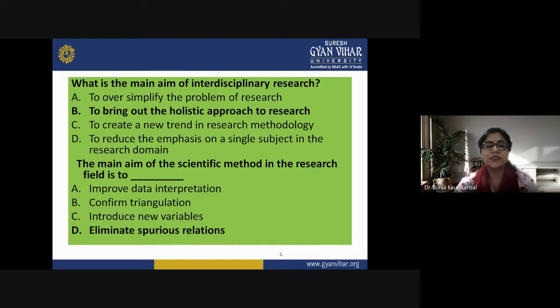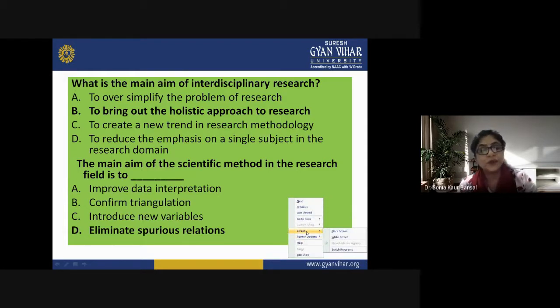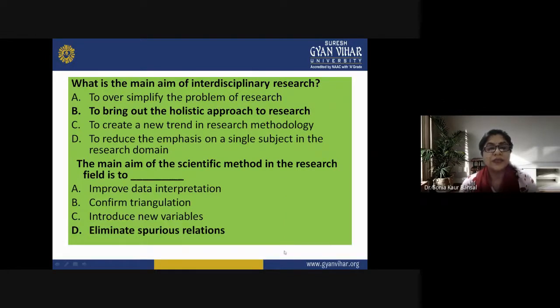Next question is related to the main aim of the scientific method in the research field: to improve data interpretation, confirm triangulation, introduce new variables, or option D, eliminate spurious relations. So the correct answer is eliminate spurious relations, which is the main aim of the scientific method in the research field.